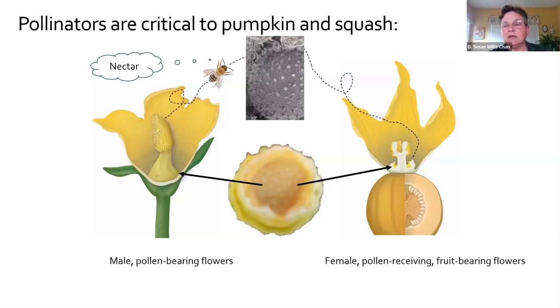And what they need is an agent to move that pollen from the male flower to the female flower. And that can't be wind, because the pollen, which is pictured here, that very spiny globe looking thing, is very heavy, it's very oily, and it cannot be moved by wind. So it needs a bee to do it. The bees are motivated to move from one flower to the next because they're in search of nectar, and there's nectar on both male and female flowers.